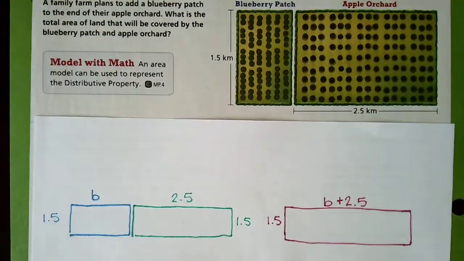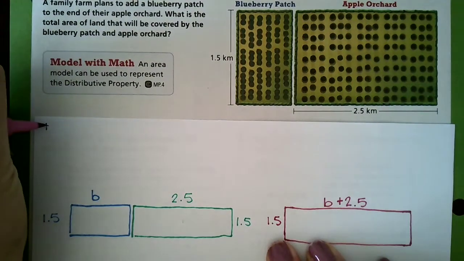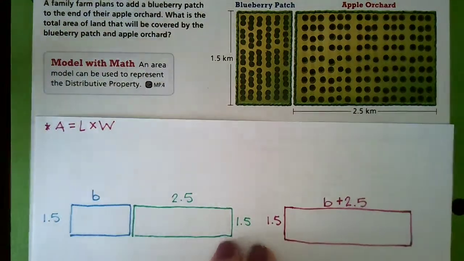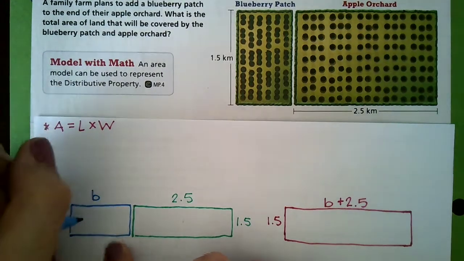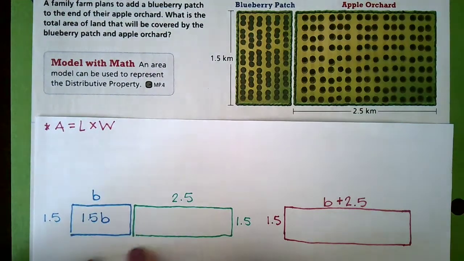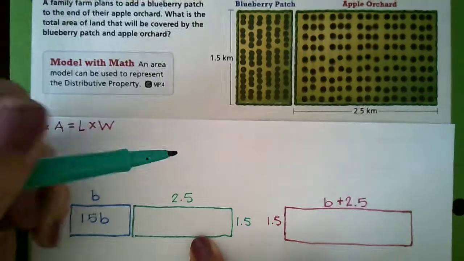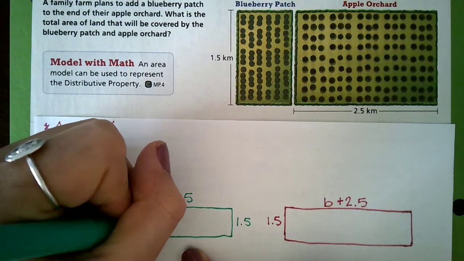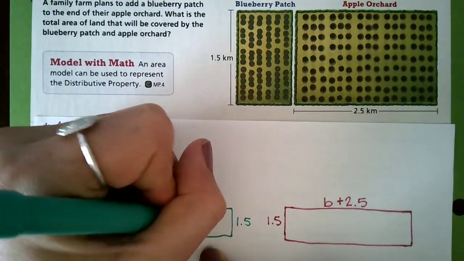So now all I have to do is find the area of these rectangles. So something I have to remember is that area is equal to length times width for a rectangle. So if I want to know what's the area of the blueberry patch, I'm going to take 1.5 times b. I could say 1.5b. If I want to know what's the area of the apple orchard, I could take 2.5 times 1.5. And if we multiply that, then we'll get 3.75.